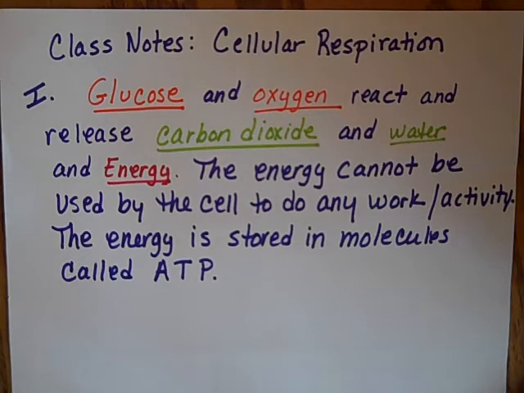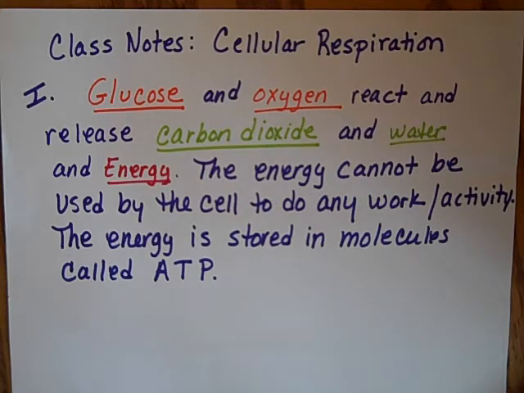So here in cellular respiration, we've got the opposite happening. We're actually going to start with glucose and oxygen reacting in the mitochondria and releasing carbon dioxide and water. And when that glucose is broken apart, since it's such a good molecule for storing all that potential energy and all those chemical bonds, a lot of energy is released.